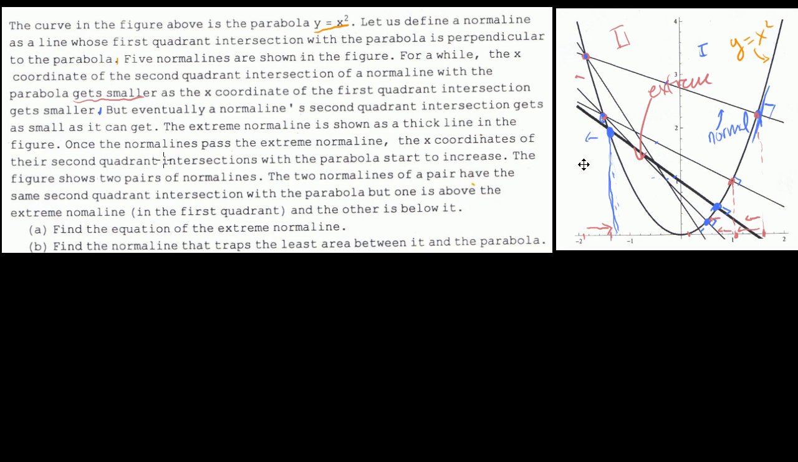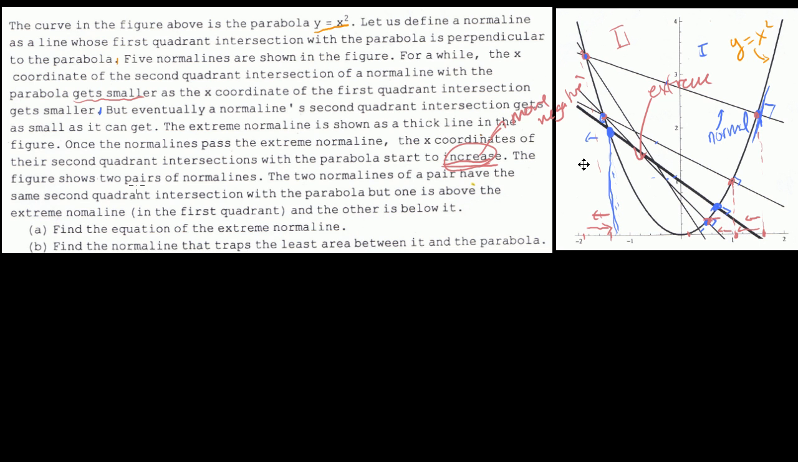Once the normal line passes the extreme normal line, the x-coordinates of their second quadrant intersections with the parabola start to increase. And when they say they start to increase, they're actually just becoming more negative. That wording is bad. I should change this to more negative. Or they're becoming larger negative numbers. Because once you get below this, then all of a sudden the x intersections start to push out more in the second quadrant. Fair enough.